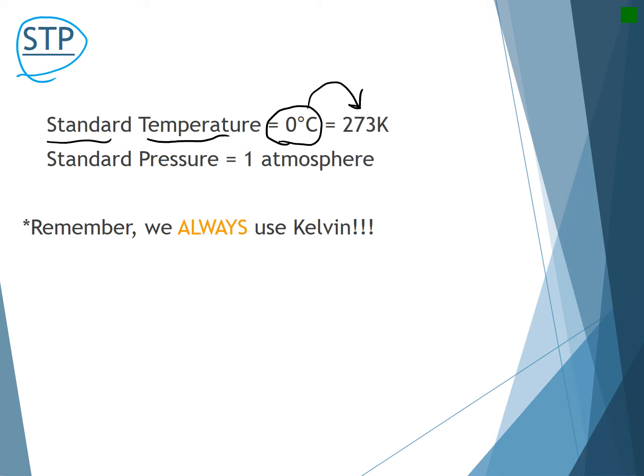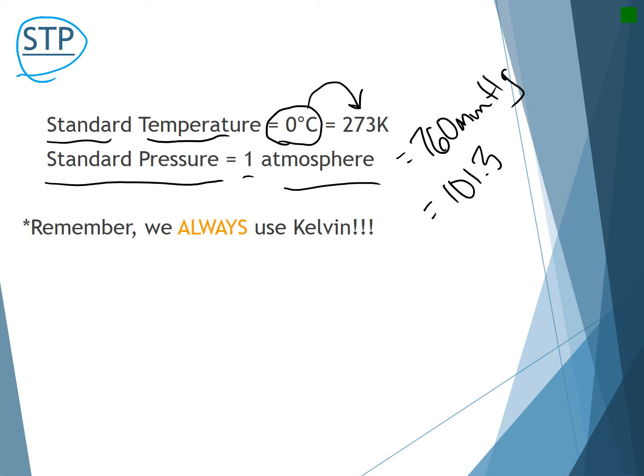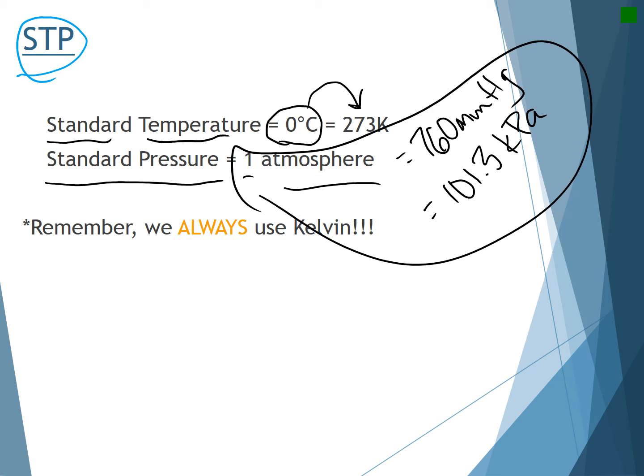is standard temperature. Standard pressure is defined as the atmospheric pressure at sea level, which would be 1 atmosphere. If I say 1 atmosphere, that is also equal to 760 millimeters of mercury, or 101.3 kilopascals, or kPa. Okay, and we'll go into these conversions later, but by me saying standard pressure, because it's equal to 1 atmosphere, I am also saying it is equivalent to those. So you could use any of those three.